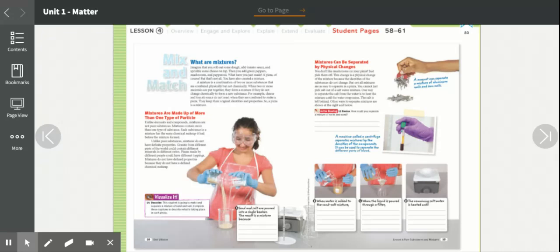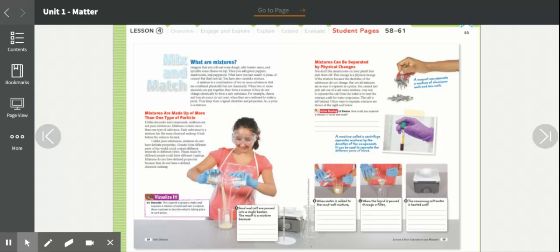Mixtures can be separated by physical changes, page 59. You don't like mushrooms on your pizza? Just pick them off. This change is a physical change of the mixture because the identities of the substances do not change, but not all mixtures are as easy to separate as pizza.